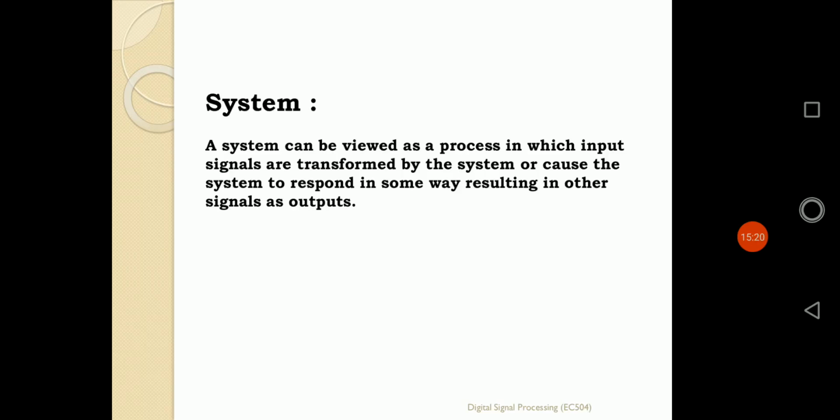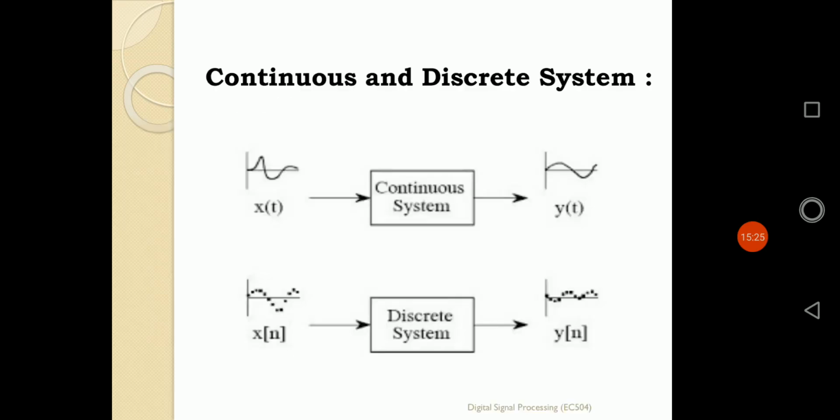Clear? So in that way a system can be defined. Now, like the signal, a system can also be of basically two types: a continuous time system and a discrete time system. Depending upon the nature of the system, it can be defined as a continuous time or discrete time system. That means this is basically the classification of the system. The basic classification of system can be defined in two ways: one is continuous time system, one is discrete time system.